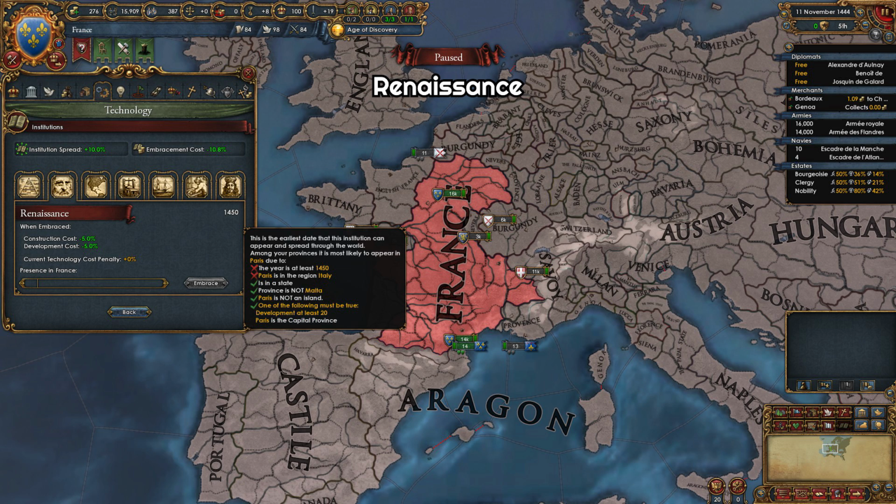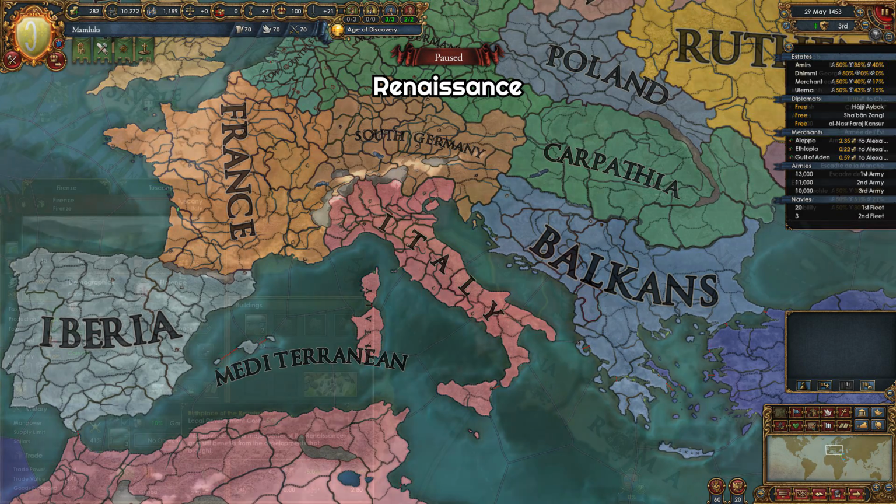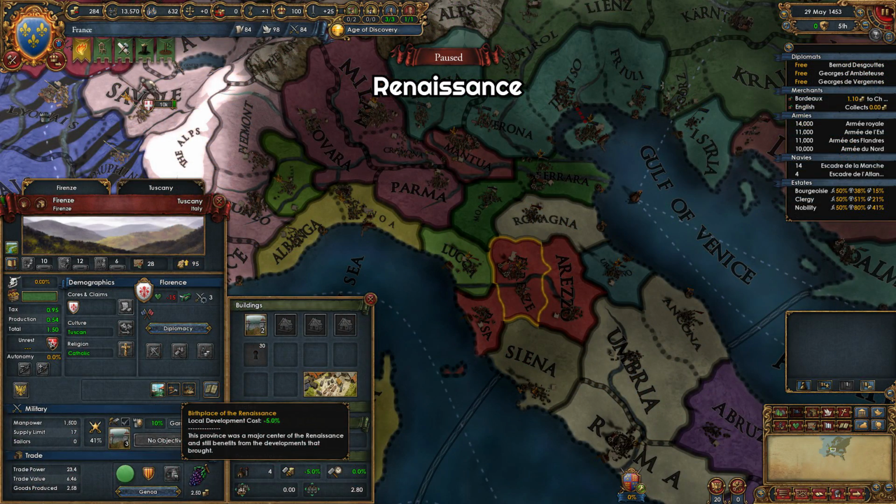The conditions for Renaissance to spawn in a province are: it has to be in the region of Italy, the province cannot be an island, it should be in a state, and it needs to be either a capital or have development of at least 20. If all these conditions are met and the year is 1450 or later, there's a chance the province might spawn Renaissance. So if you're playing in Italy and you don't spawn it, you can just wait and Renaissance will spread to you eventually.